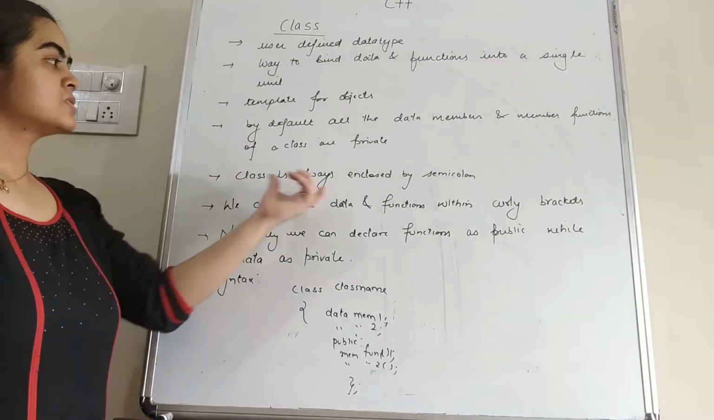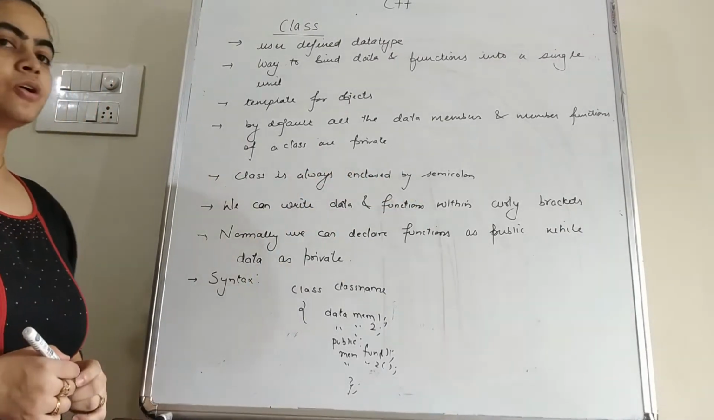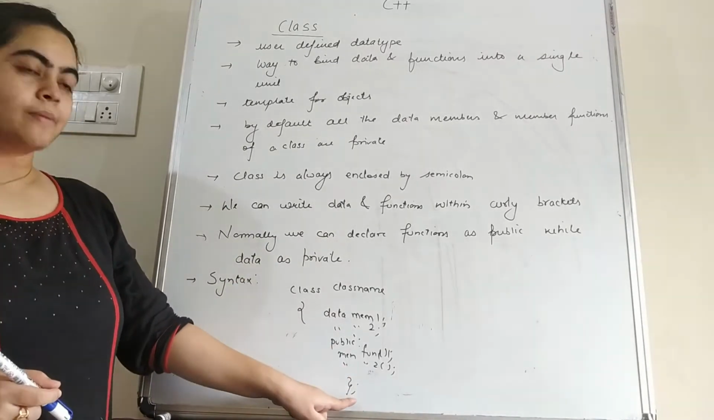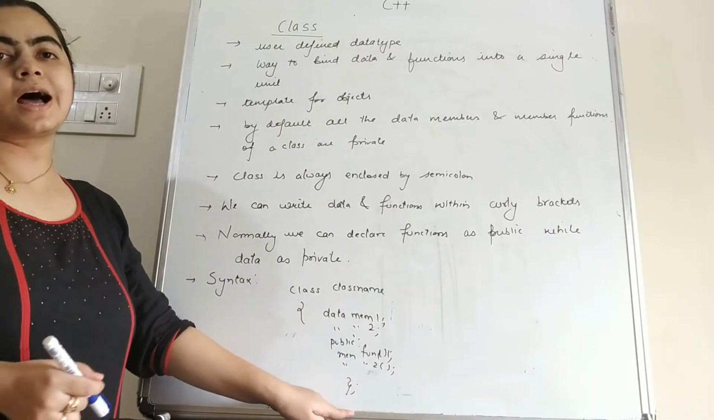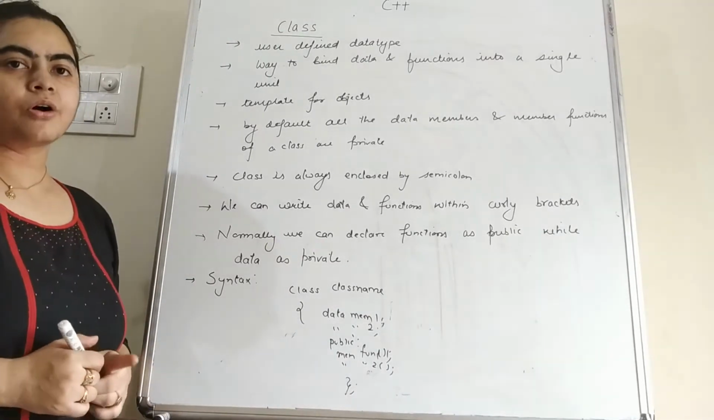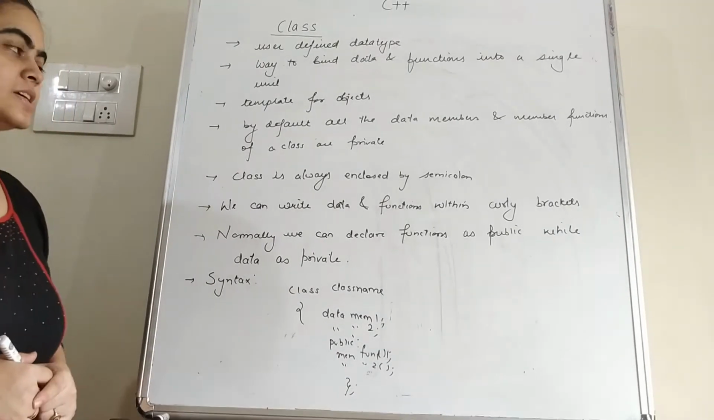After this, class is always enclosed by the semicolon. So while we are closing the class, we have to put the semicolon here, only then the class will be closed. Otherwise the compiler will show an error. So semicolon is a must at the end of the class declaration.